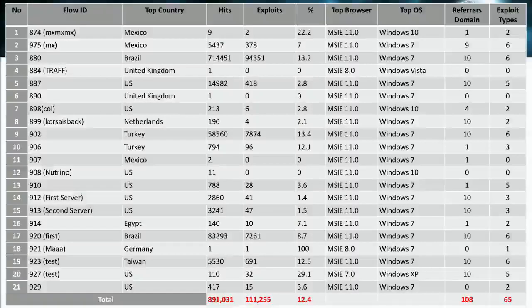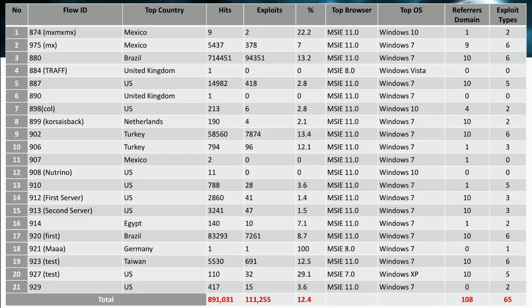And the other columns are the top browser targeted by the attackers and the top operating system. And these are the count of the referral domains used by the attacker. And these are the count of the types of exploits. So there are many different browser exploits. So this is the count of the types of the exploits.